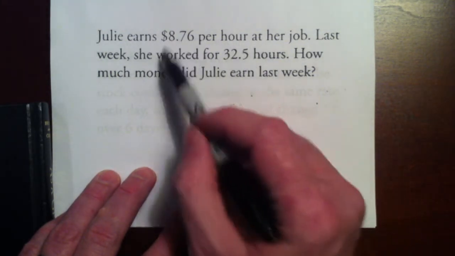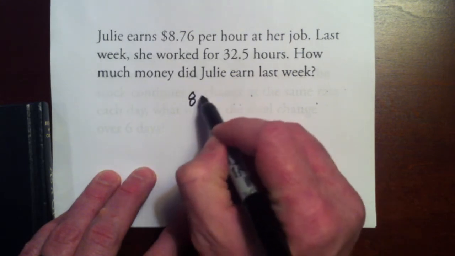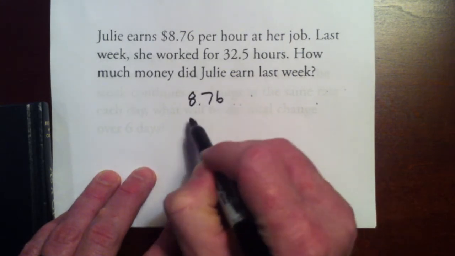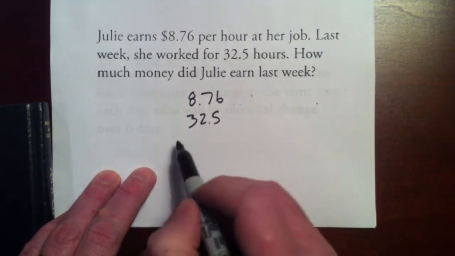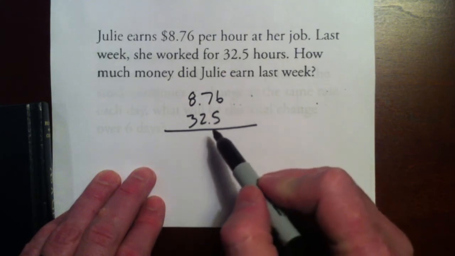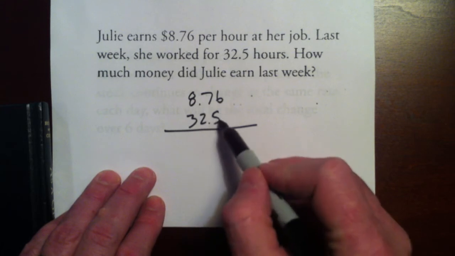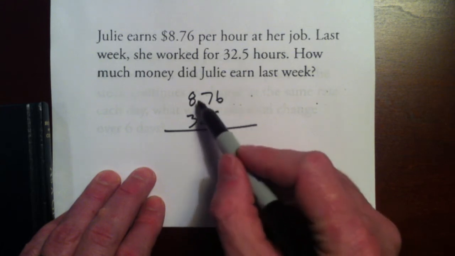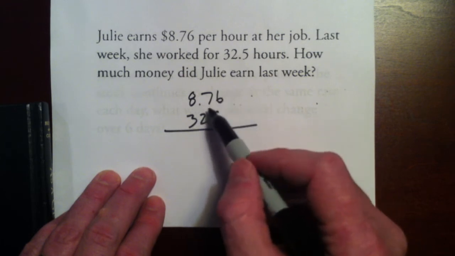These are both positive numbers, so the answer is going to be positive. We multiply 876 by 32.5. And it doesn't matter where you line up the decimals when you're multiplying. It does not matter. That only matters with addition or subtraction. Then once we get the answer, we're going to count over 1, 2, 3 decimal places because we have 3 places to the right of the decimal.